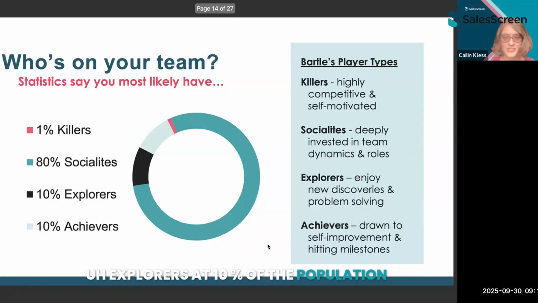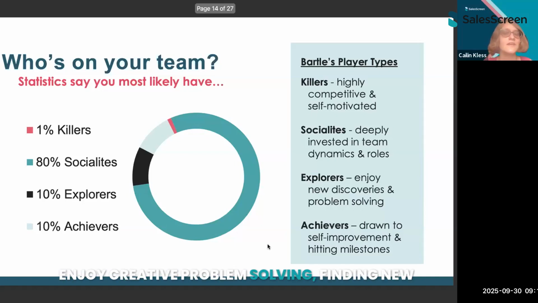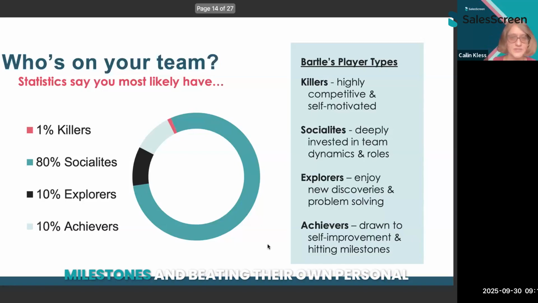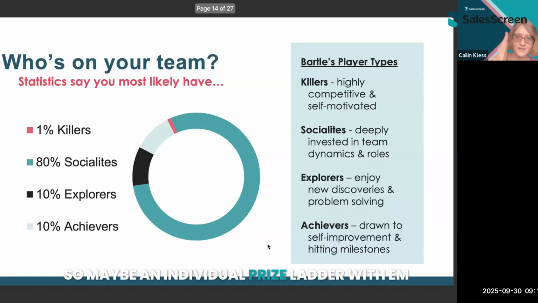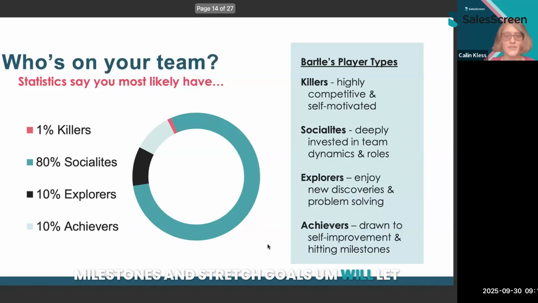Explorers at 10% of the population enjoy creative problem solving, finding new ways to do things. Something like a gift swap competition might be really good for them. It allows them the fun of uncovering a prize with each new report and swapping until they get the one they want most. And achievers, another 10% of the population, want to keep hitting those milestones and beating their own personal bests. So they're usually more comfortable knowing the exact steps to success. So maybe an individual prize ladder with notches along the way with different milestones and stretch goals will let them keep unlocking better and better prizes with each new step. That's a great option for an achiever-heavy team.